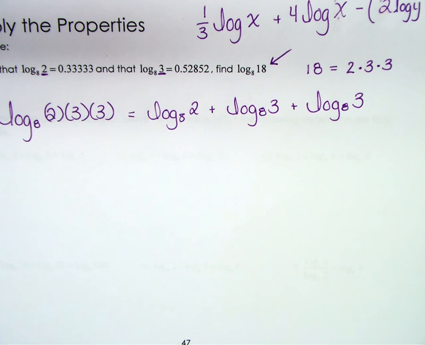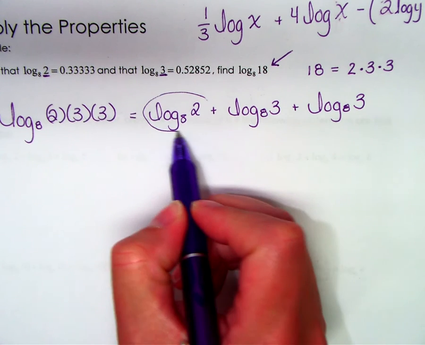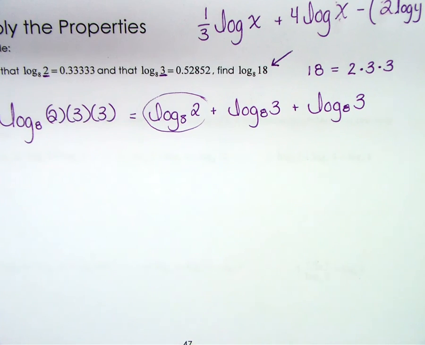Is there an exponent on the 2? I mean, we could have used 3 squared. That could work too. But we didn't. We wrote them out as just factors. So what do we know this is worth? 0.